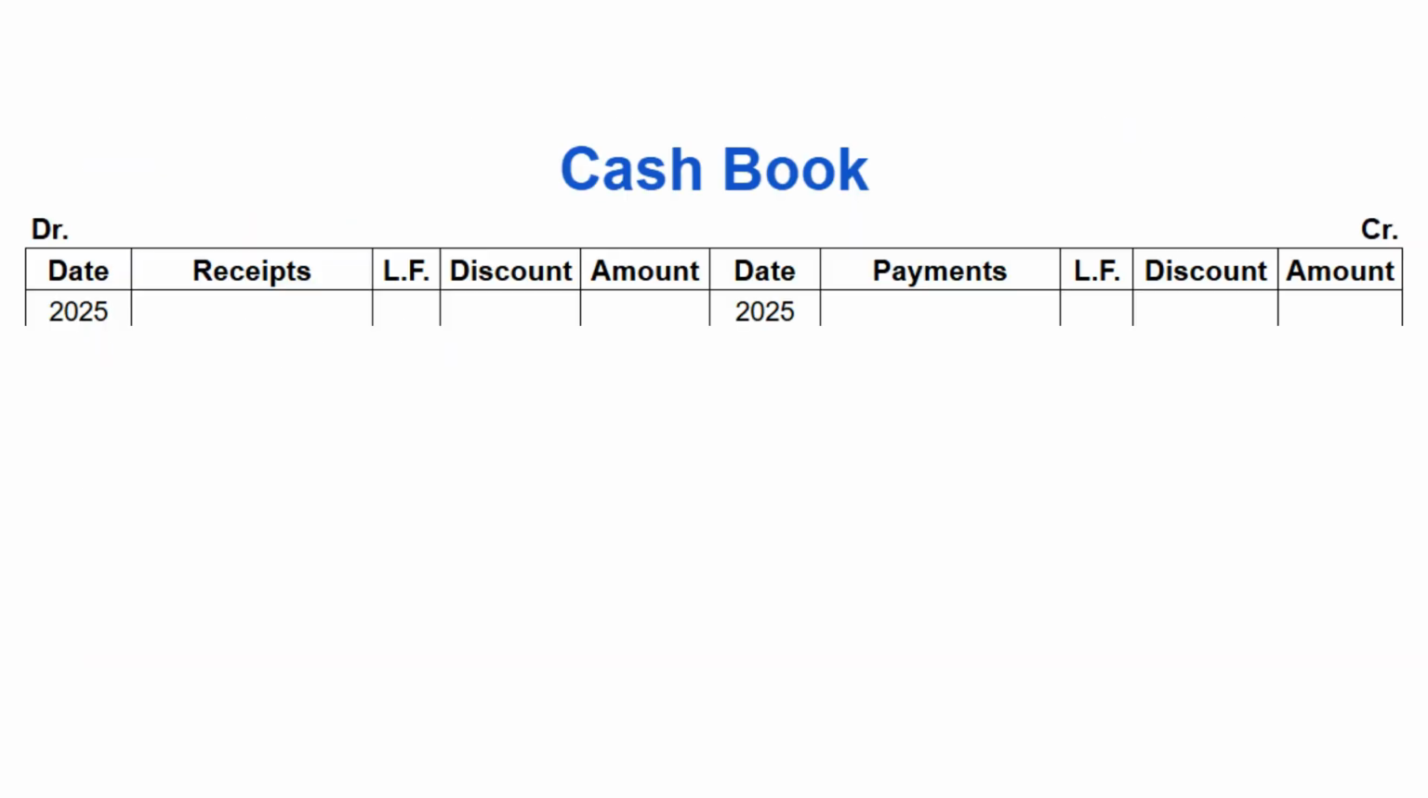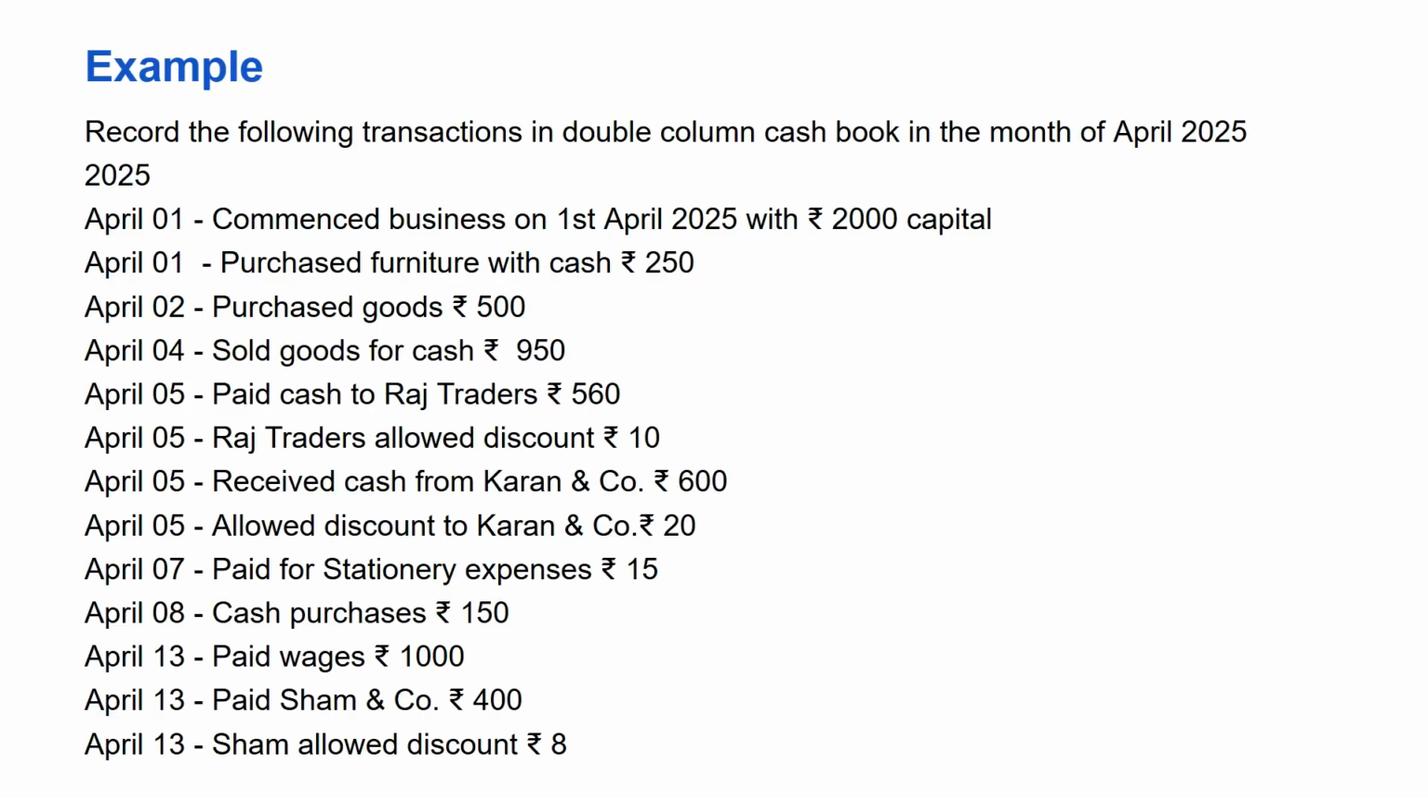This is the format of cash book. Debit side and credit side. Debit side: date, receipts, ledger folio, discount, amount. And credit side: date, payments, ledger folio, discount and amount. 2025, debit side, 1st April to capital account 2000. Capital represents owner's contribution, that is liability, so it is credited. So the corresponding entry for cash book is to capital and cash comes in the business, so it is on the receipt side.